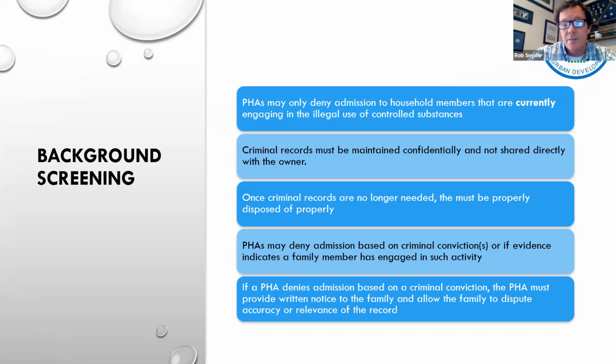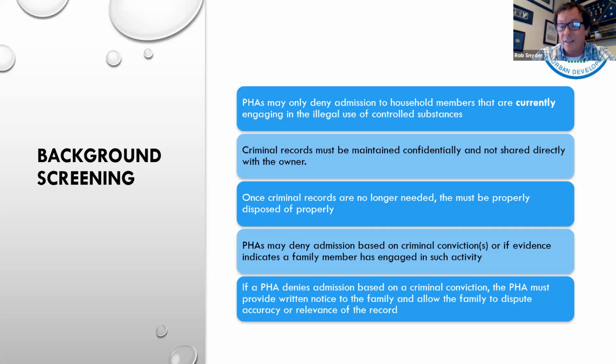So housing authorities are absolutely within the right to deny assistance if family members are using illegal drugs or controlled substances. Any criminal records have to be maintained in the strictest, utmost confidentiality and only shared with the owner. And once they're no longer needed, like any controlled documents, they need to be disposed of properly.